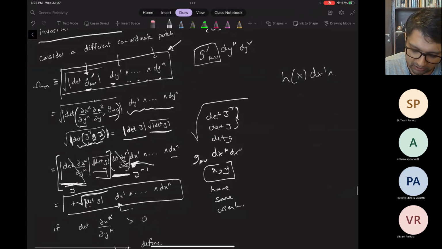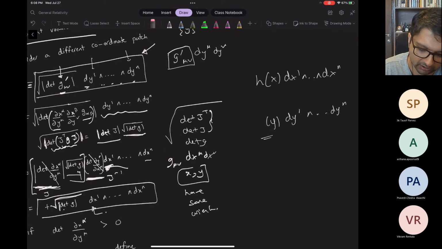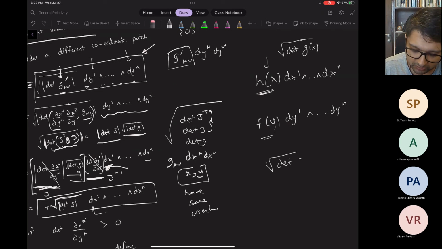If I have dx1 wedge dot dot dot dxn, in general, when I switch coordinate systems, I will have a different function here, right? Maybe not h, some f. Now the important point is, what is my rule for this function? My claim was that on a manifold with a metric, I use the square root of determinant of the metric coefficients expressed in the x basis. And my rule was that I will use the square root of determinant of the metric using the y basis. The fact that these two are equal under a coordinate transformation is not obvious at all, right? It just turns out to be true.